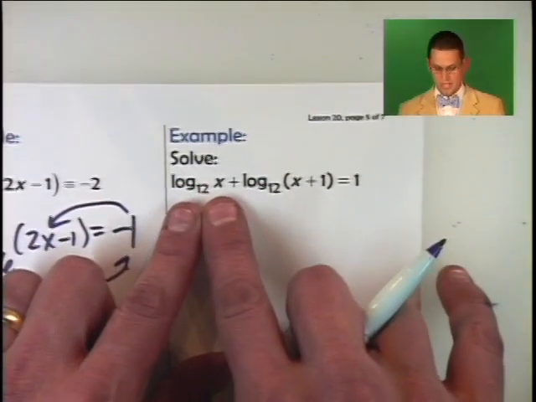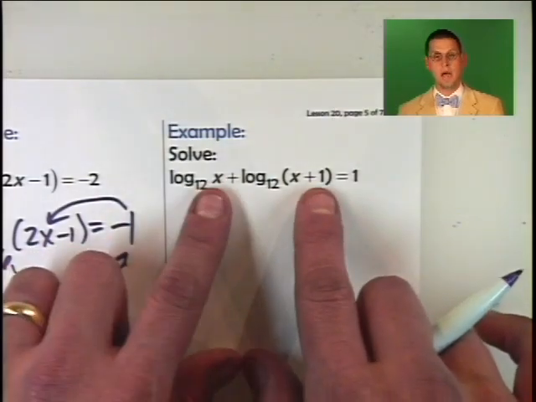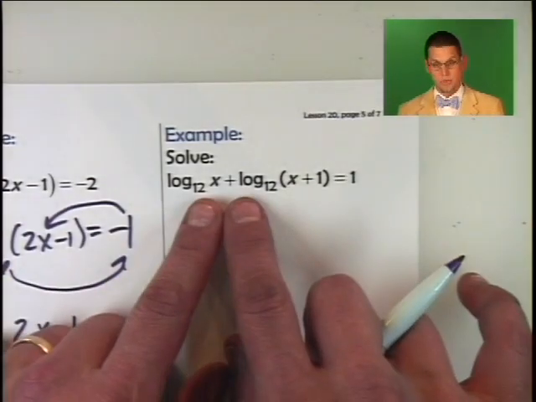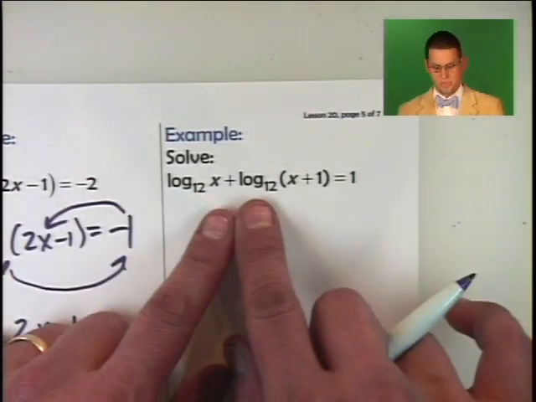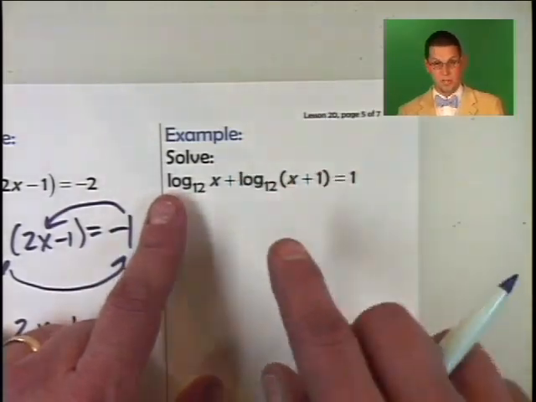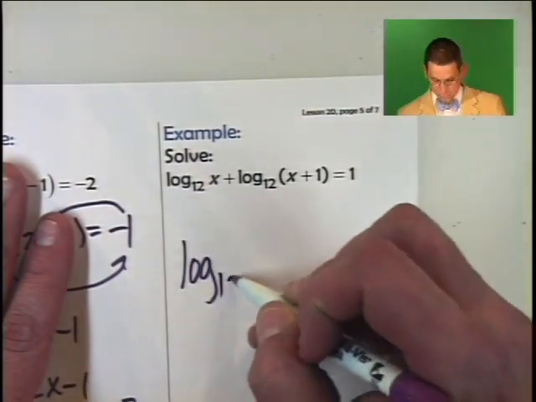Another one. We got log base 12 plus log base 12. So I have two logs now, and they both contain a variable. So what I need to do then is I need to actually condense this to get it down to a single log. So they don't have any coefficients, which is good. And they're both base 12, which is also important. So I will pull log base 12 out.